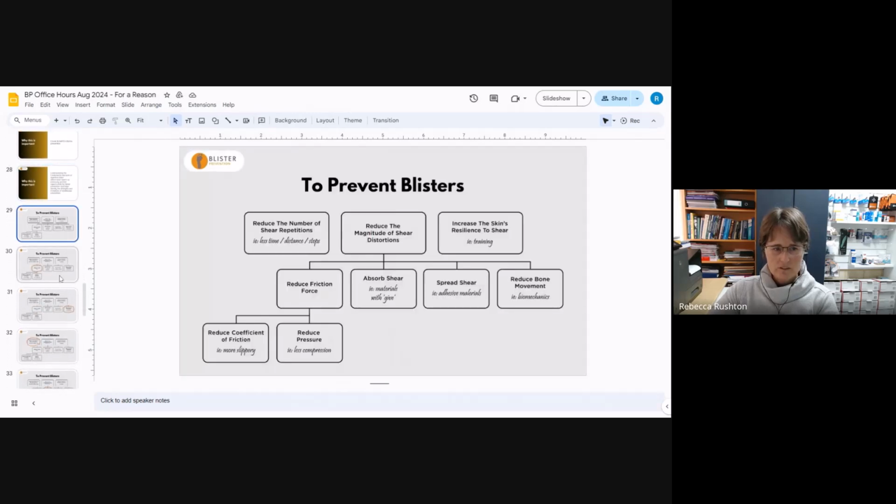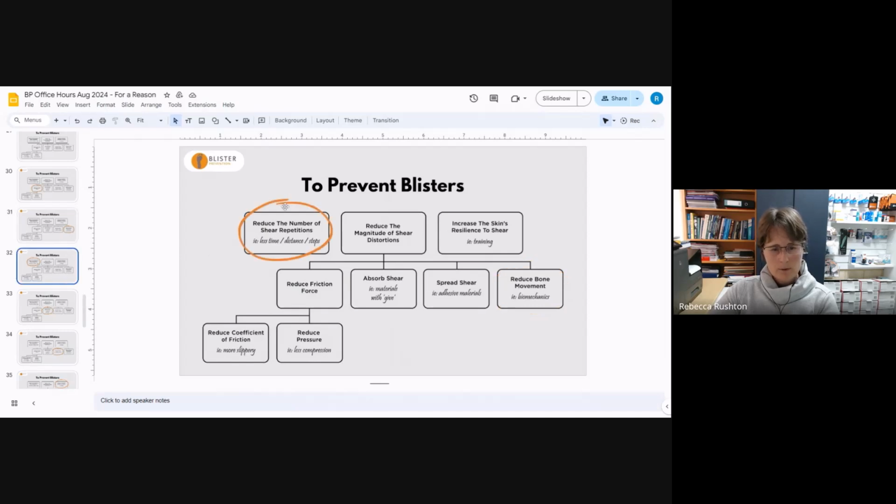So if we look at this chart that shows all the ways we can prevent blisters, we've looked at friction force, and remember that's a function of the coefficient of friction and pressure. We've looked at the relevance of bone movement, the fundamental relevance of bone movement, and also the importance of repetition in causing the blister injury. There are also other ways we can prevent blisters.